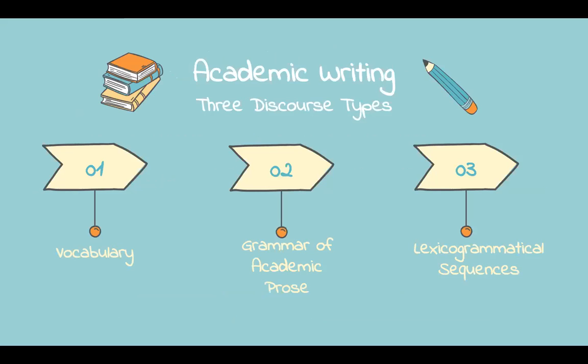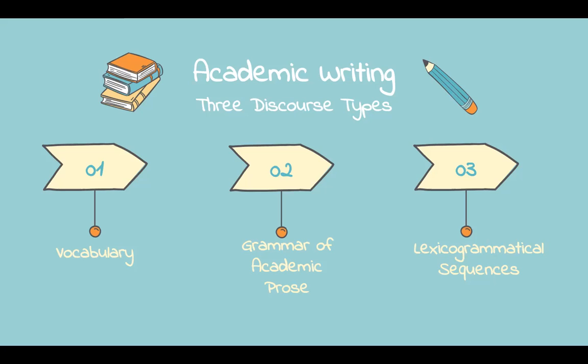So the second content area we chose to discuss here is academic writing. Specifically, the author talks about 3 discourse types in academic writing: the vocabulary, grammar of academic prose, and lexicogrammatical sequences. Before I discuss these 3 discourses in detail, I want to stress 2 areas teachers should pay attention to.